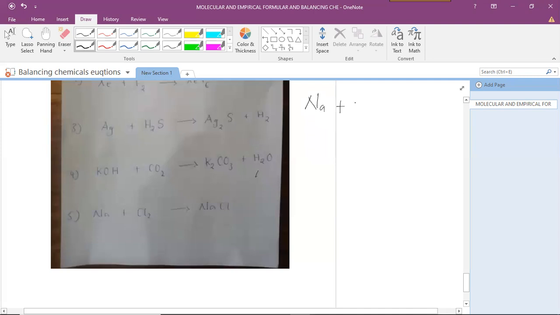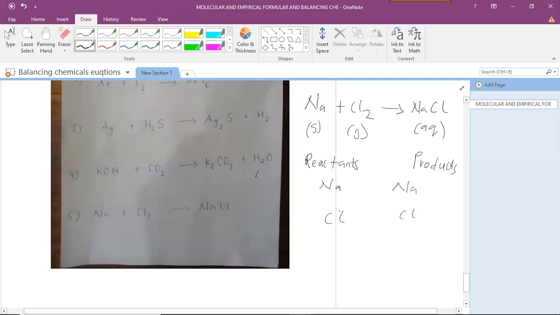Sodium plus chlorine to give us sodium chloride, like so. Sodium is a metal on the periodic table, so it's a solid. Chlorine is a gas, and sodium chloride will be in an aqueous environment. Reactants, as usual, same thing. Reactants, products. We have got 1 sodium, 1 chlorine. Same thing this side, sodium, chlorine in terms of elements.